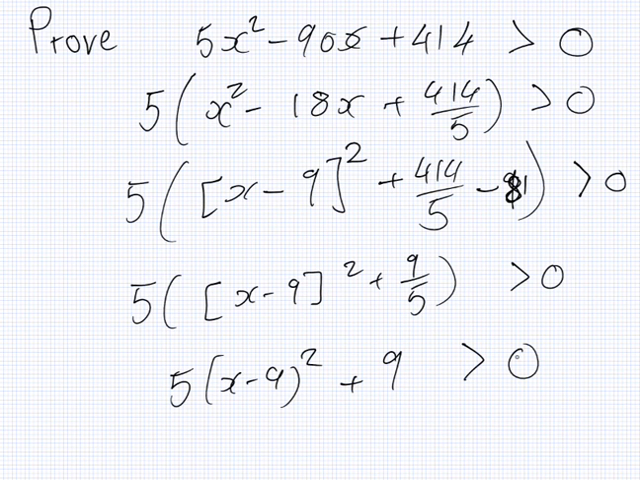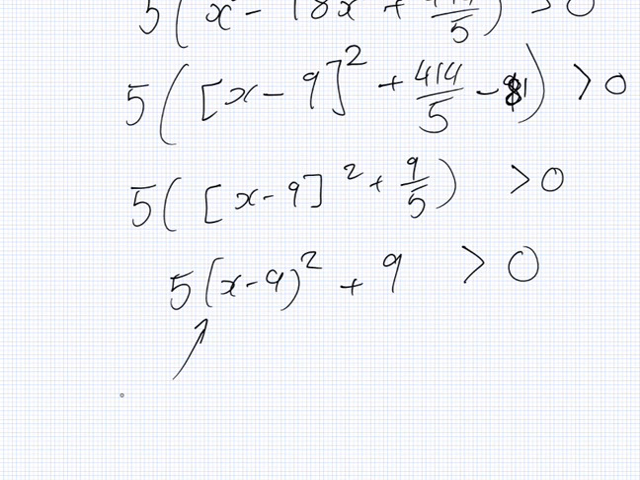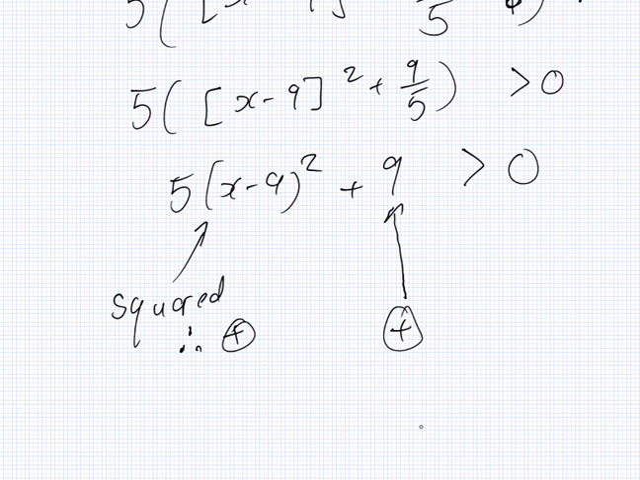Now somebody tell me why I'm finished. Why does that prove it's always positive? Well look, this here is squared, so therefore it's positive. True? And this here is positive because it's positive 9. And then this here is add. So what happens? A positive add positive? Positive. So it's always positive.